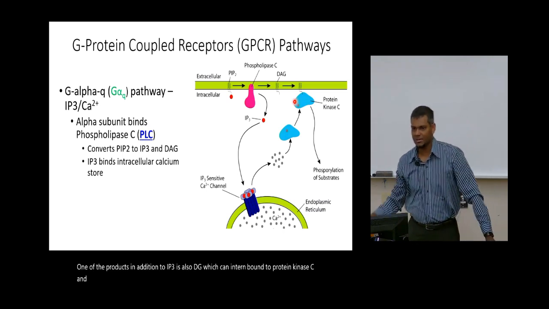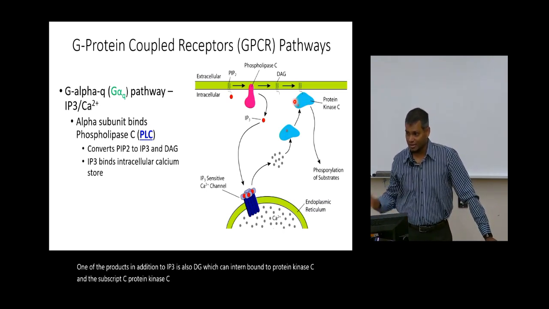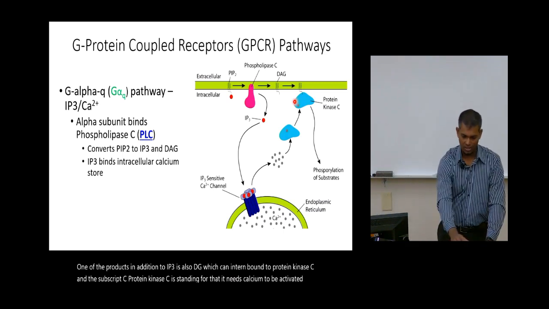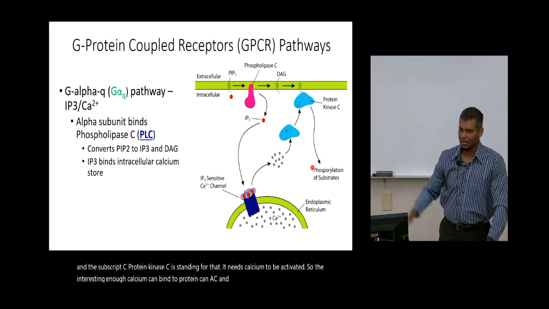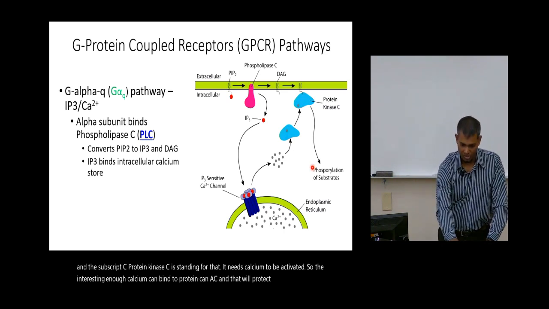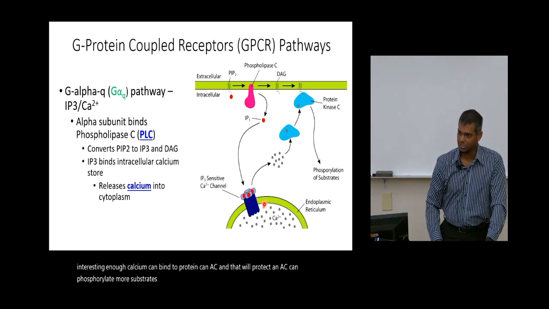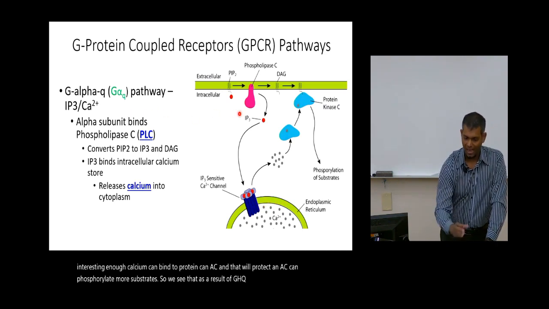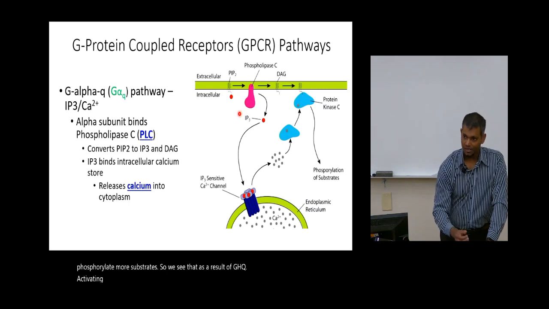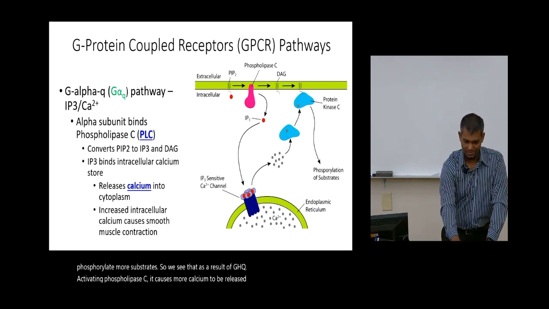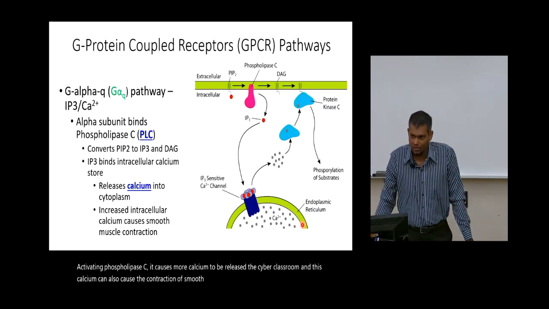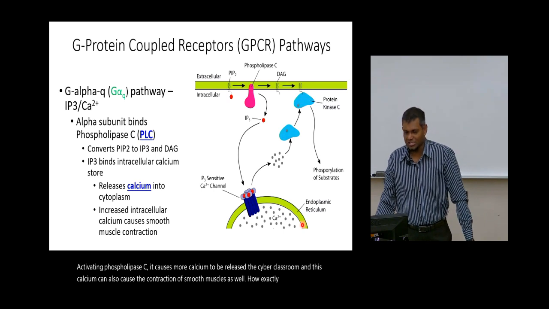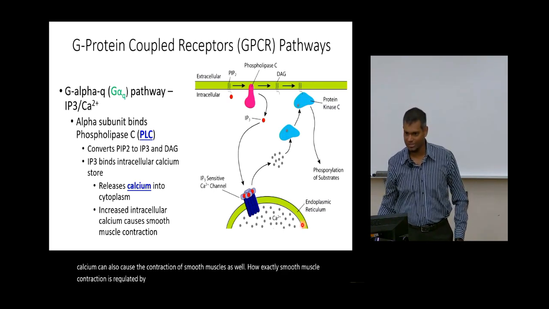And the subscript C in protein kinase C is standing for that it needs calcium to be activated. So the intracellular calcium can bind to protein kinase C, and the activated protein kinase C can phosphorylate more substrates. So we see that as a result of G-alpha Q activating phospholipase C, it causes more calcium to be released in the cytoplasm, and this calcium can also cause the contraction of smooth muscles as well. How exactly smooth muscle contraction is regulated by calcium, we will discuss in the next set of lectures.